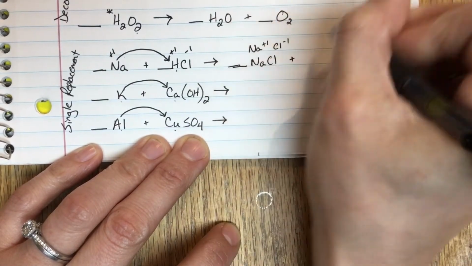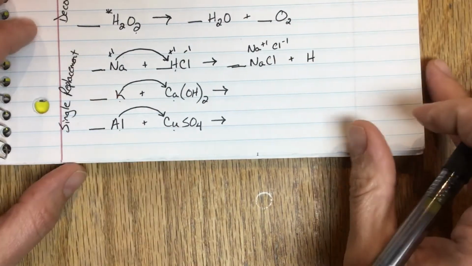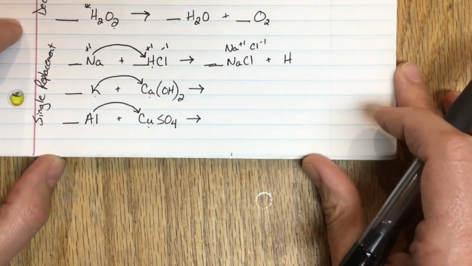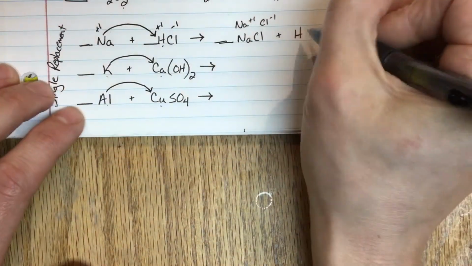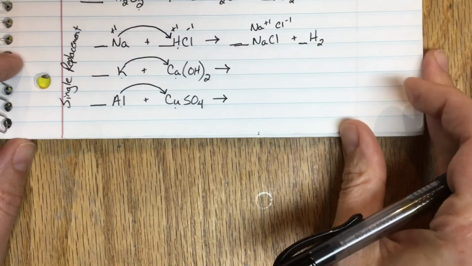And then I have hydrogen by itself. Now remember, hydrogen is a Brinkelhoff buddy. So that means that hydrogen is going to need a 2 with it. All right, so let's look at our other guys here.